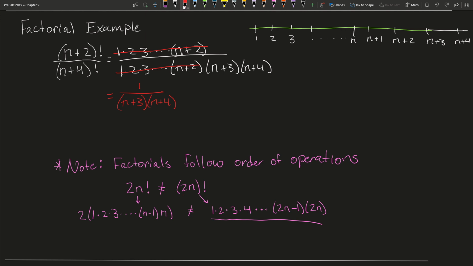I just wanted to note, factorials do follow the order of operations, and they're kind of in the tier with exponents. Parentheses always have to come first, but then after that, there's going to be exponents and factorials. So 2 times n factorial is very different than 2 times n and then that factorial. They're two very different numbers. You don't need to memorize this, just know that parentheses do make a difference. That's why n plus 2 is not equal to n plus 2 factorial. Those are two very different things. So again, factorials do follow order of operations.